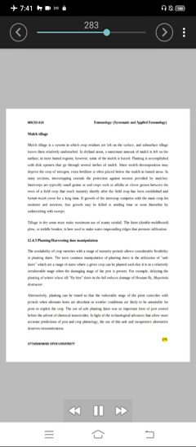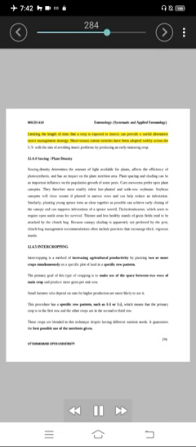275. Limiting the length of time that a crop is exposed to insects can provide a useful alternative insect management strategy. Short-season cotton varieties have been adopted widely across the U.S. with the aim of avoiding insect problems by producing an early maturing crop.